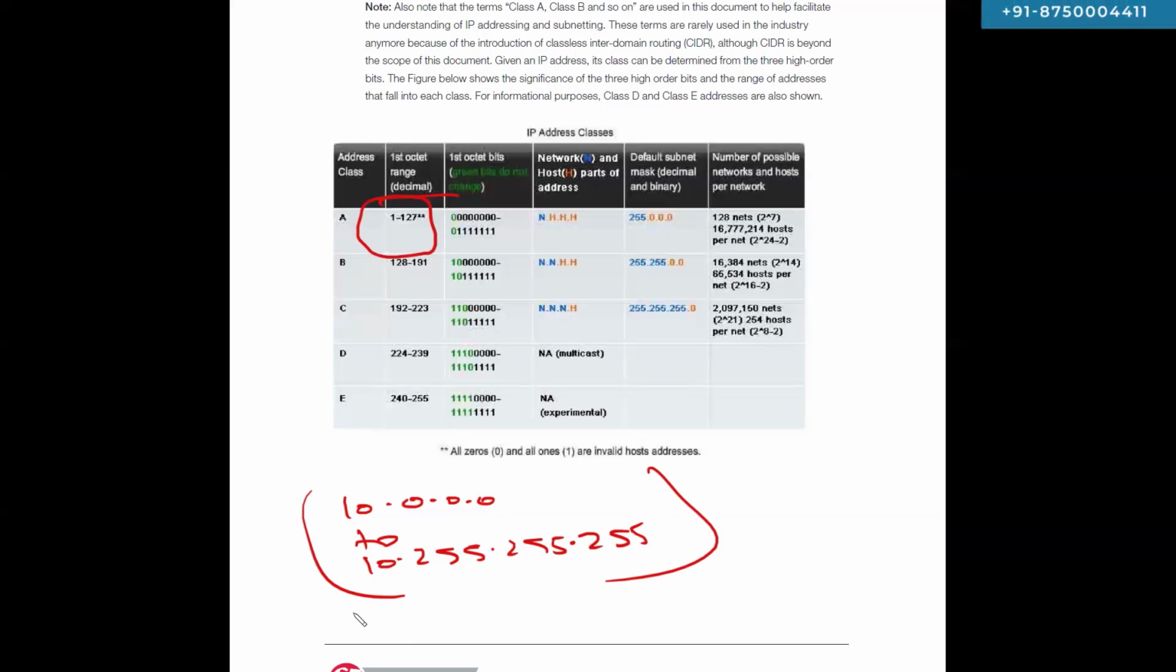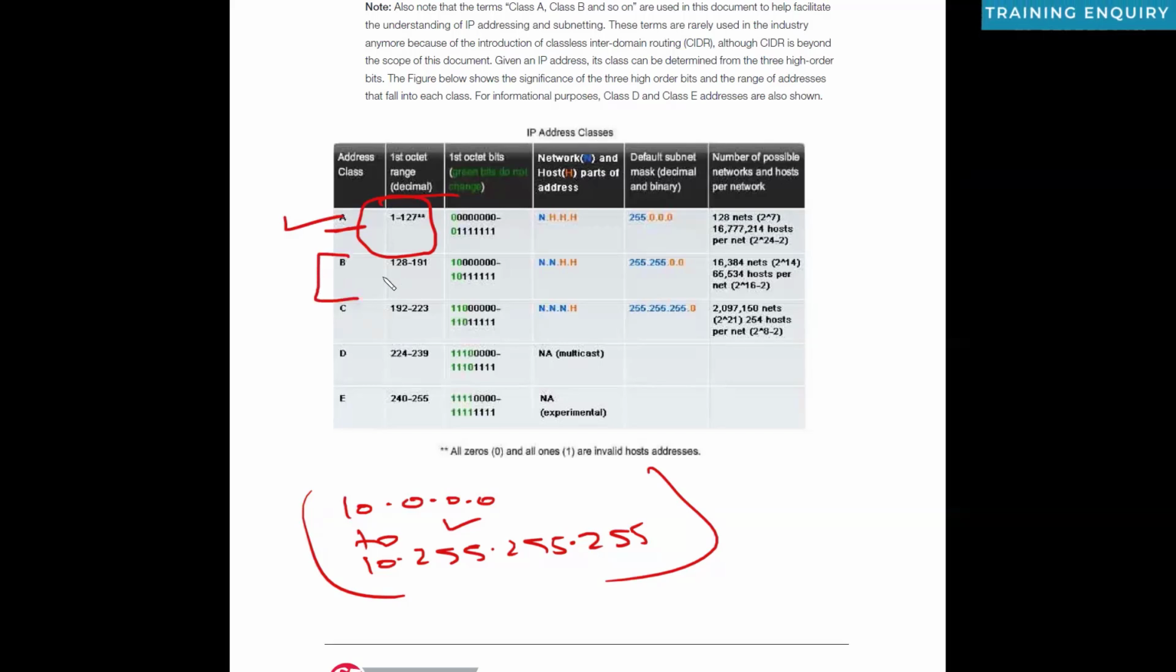If you are using private IP addresses, remember your traffic will not be allowed over the internet because private IPs are never routable over the internet. So out of this entire class A, we have this specific range, which starts with 10. If any IP address starts with 10, it will be considered a private IP, and the rest of them are public IP addresses belonging to the class A range.